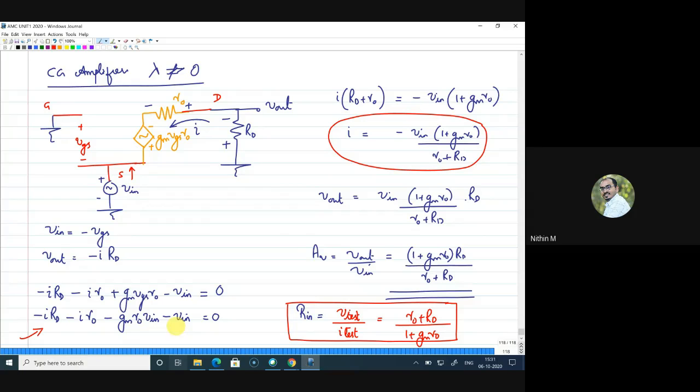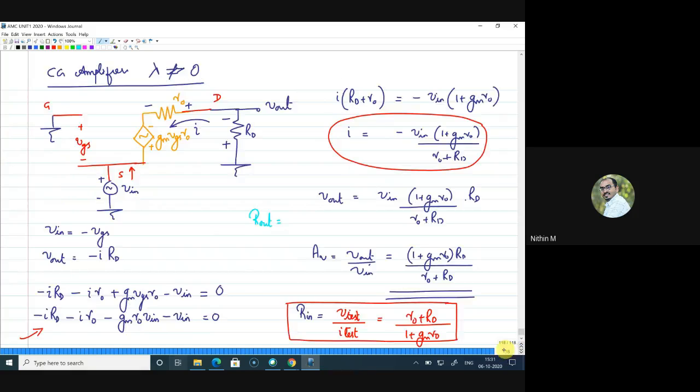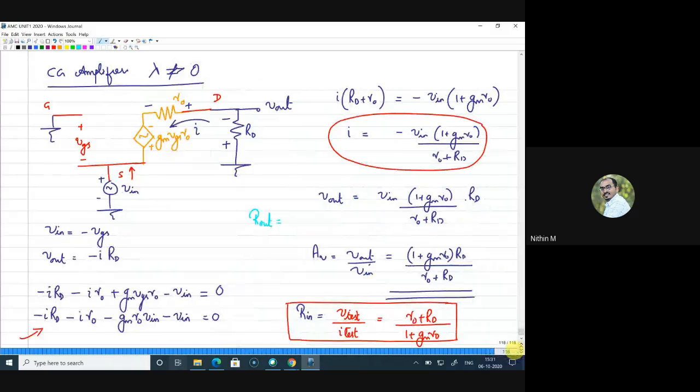That is Rin. Now to write R out will be same. While finding R out, I think there is no doubt in R out calculation, because R out will be same as before. You have RD and R naught, both will be in parallel. So it will be R naught parallel to RD. Yeah, RD parallel to R naught. Yes, very good. Right. So that is all about common gate amplifier.